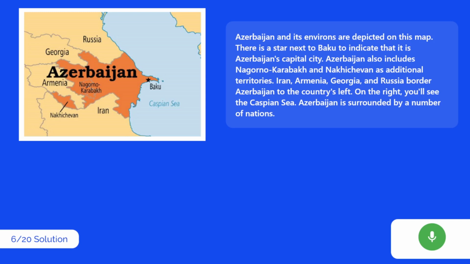Azerbaijan and its environs are depicted on this map. There is a star next to Baku to indicate that it is Azerbaijan's capital city. Azerbaijan also includes Nagorno-Karabakh and Nakhchivan as additional territories. Iran, Armenia, Georgia, and Russia border Azerbaijan to the country's left. On the right, you'll see the Caspian Sea. Azerbaijan is surrounded by a number of nations.